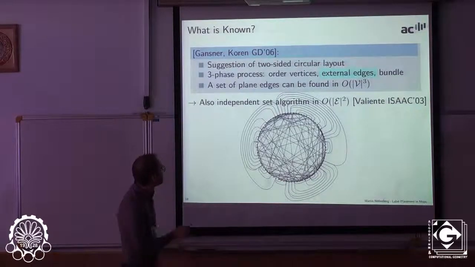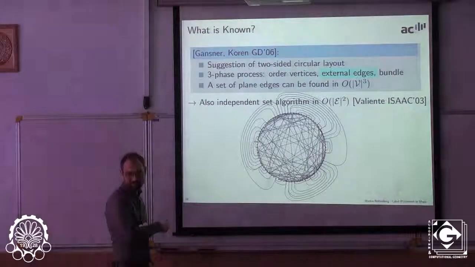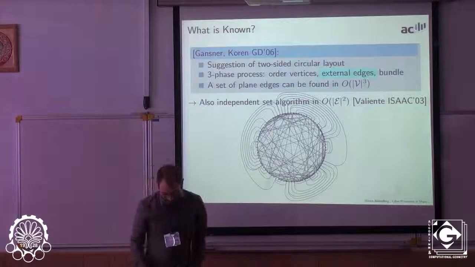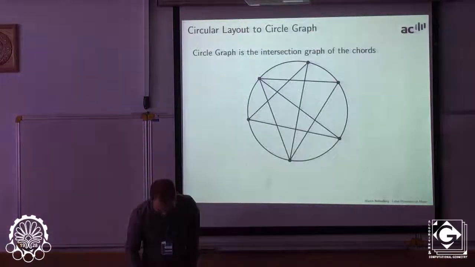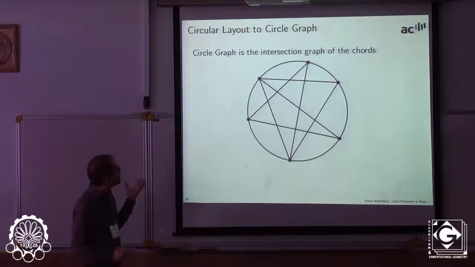Oh yes, and computing this optimal set of external edges, in their paper they do in a cubic time algorithm. You can also use an independent set algorithm by Valiente that runs in quadratic time in terms of the number of edges of the graph. Yeah, so that would be an alternative. Okay, so what do we mean exactly by our problem?